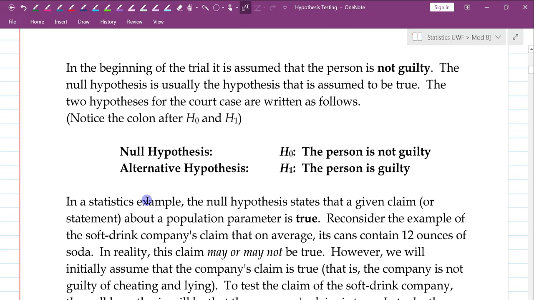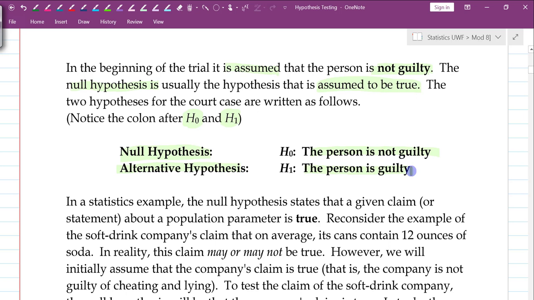In the beginning of a trial, it is assumed that the person is not guilty. That's the way we work here in the United States. The null hypothesis is usually the hypothesis that is assumed to be true. So just like we assume that the person is not guilty to begin with, we're going to assume the null hypothesis is also true. The two hypotheses for the court cases are written as follows. Notice that there's a colon after the null hypothesis and alternative hypothesis notation. So the null hypothesis is the person is not guilty. The alternative hypothesis is the person is guilty.